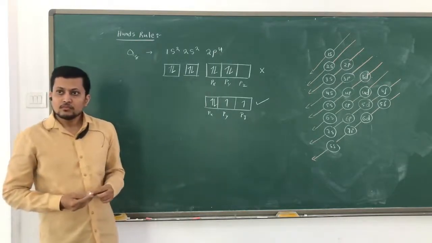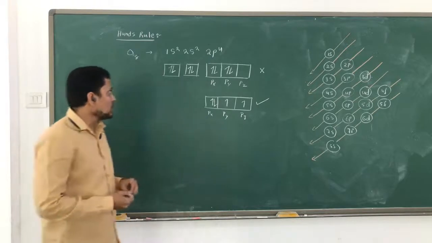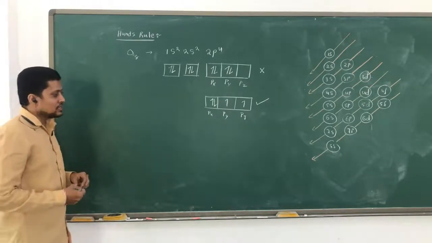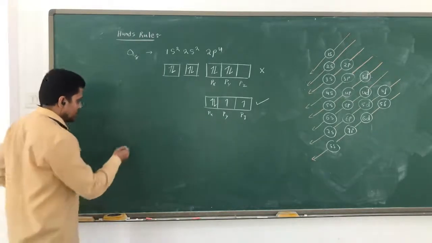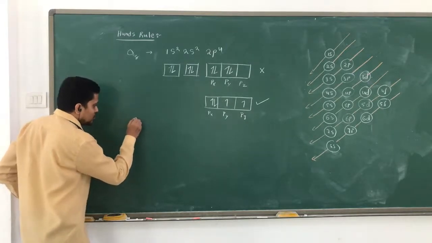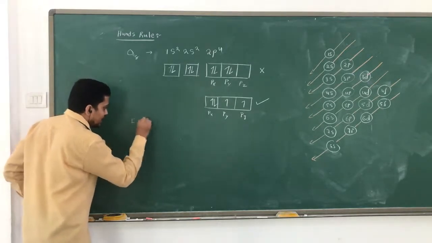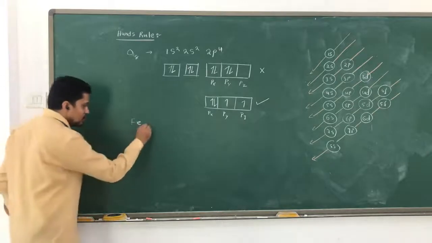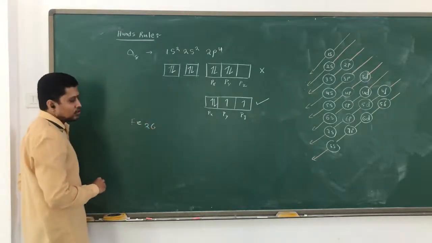Explain the d orbital also. Okay, I'll explain the d orbital also. I'll just explain one more, that is the d orbital. Like, for example, I am taking iron. So iron, atomic number is 26.